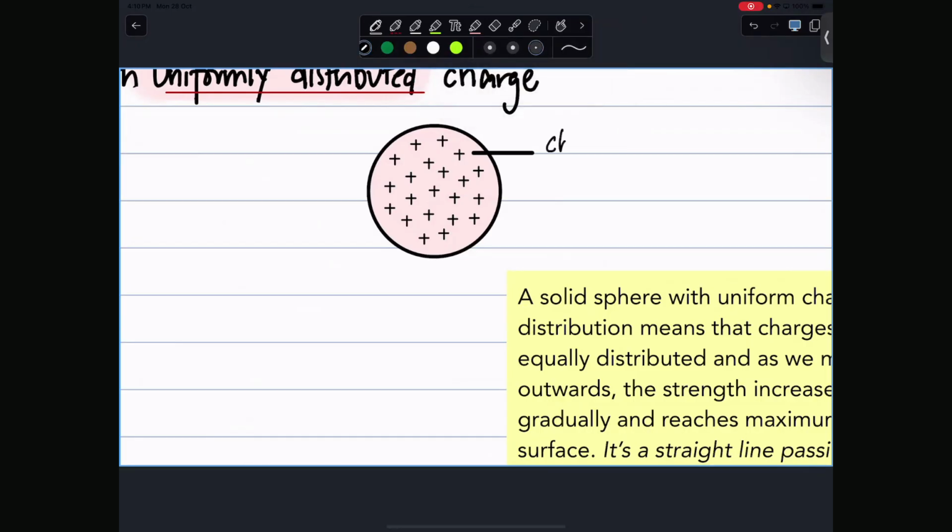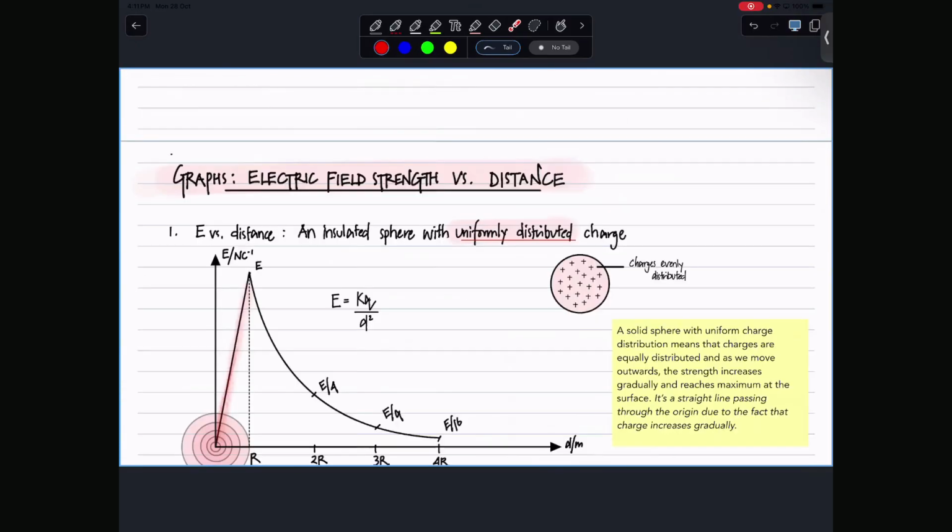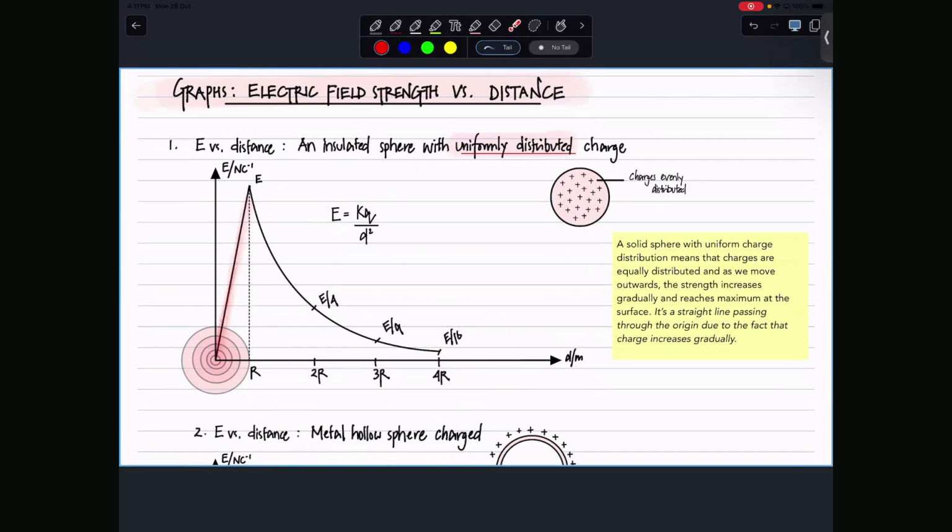So charges evenly distributed. What's the consequence of that? The consequence of that is that whenever you take a small piece of this material from any place, how much charge will you have in it? The same amount. Okay, so that's what uniformly distributed means. So in this kind of a material, if you go from the center to the surface and then beyond, how does the graph look like?